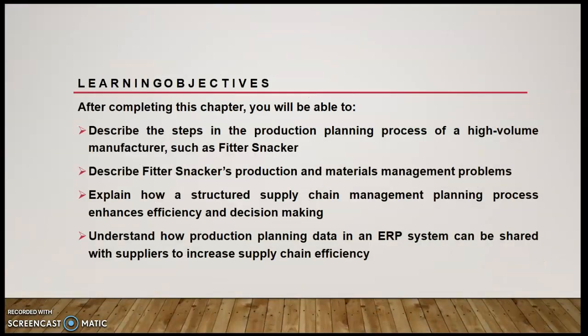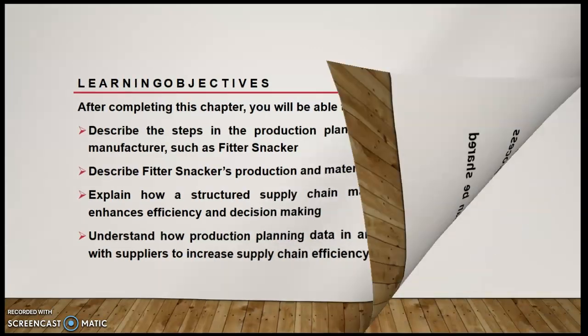So first, we have to know the learning objectives. After completing this chapter, we will be able to describe the steps in the production planning process of a high-volume manufacturer such as Fitter-Snacker. Describe Fitter-Snacker's production and materials management problems, and explain how a structured supply chain management planning process enhances efficiency and decision-making. Last, understand how production planning data in an ERP system can be shared with suppliers to increase supply chain efficiency.